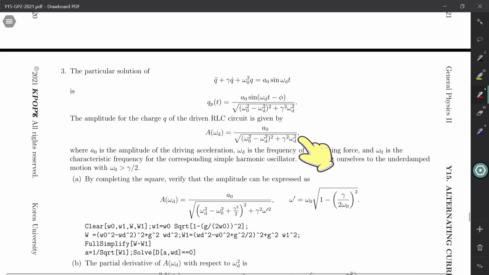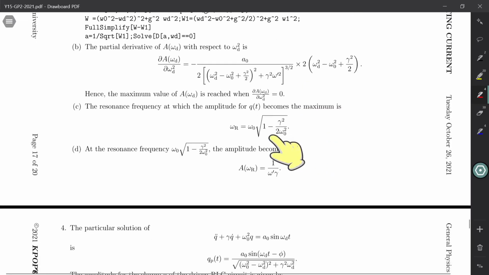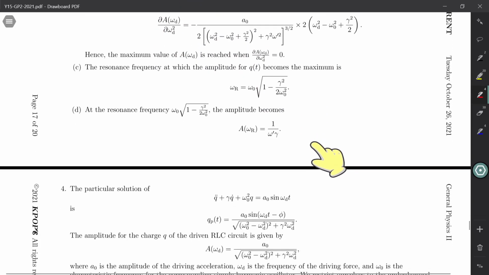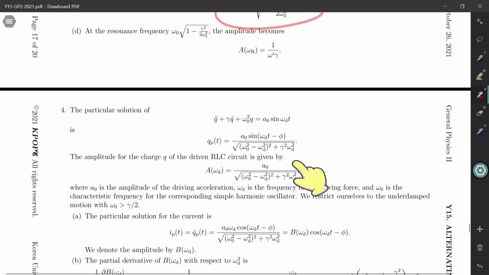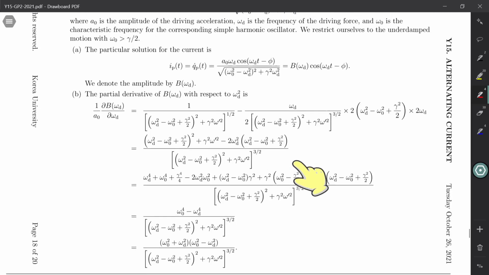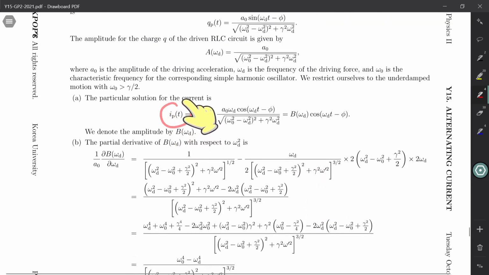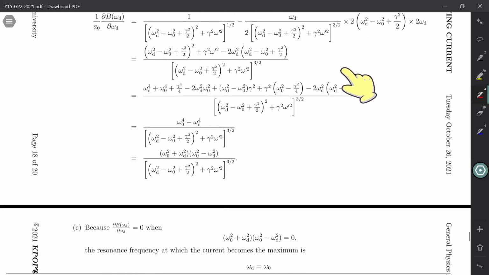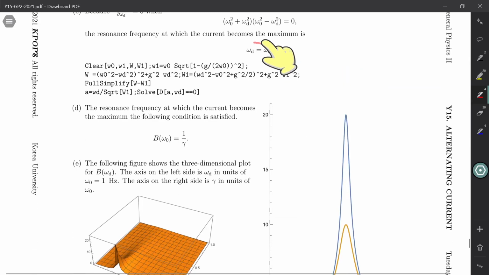Okay, you can apply this to find the condition for maximizing the amplitude, and the special case for maximizing the amplitude is this relation. And maximizing the amplitude for the current, in that case omega_d is multiplied due to the fact that current is the time derivative of charge. That result gives the driving frequency becoming the characteristic frequency.